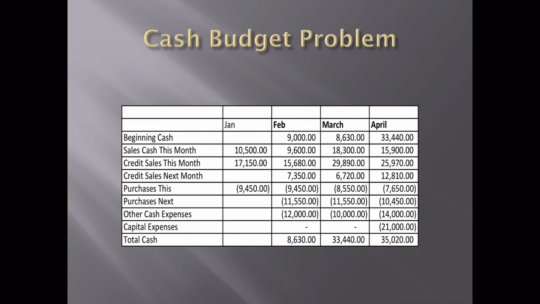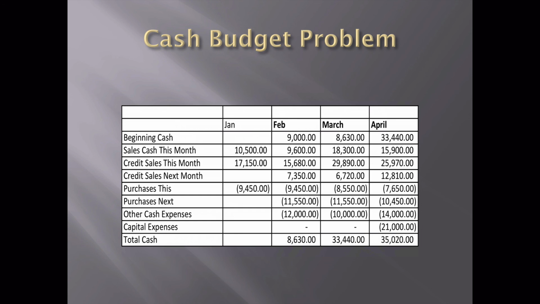And then I computed February's total cash. So I took the beginning balance of 9,000 and I added in my cash sales this month, my credit sales this month, and my credit sales next month. And then I subtracted out my purchases from this month and my purchases from January, which was next month, and our other cash expenses, and I have cash of $8,630, which becomes my new March beginning cash balance.